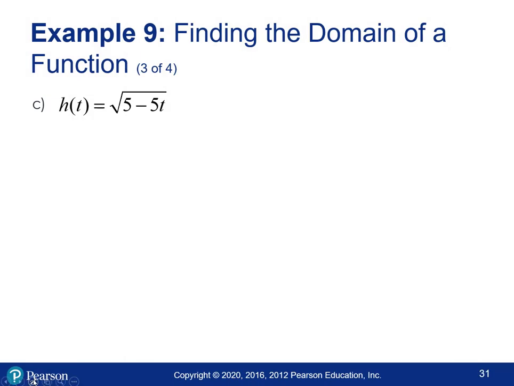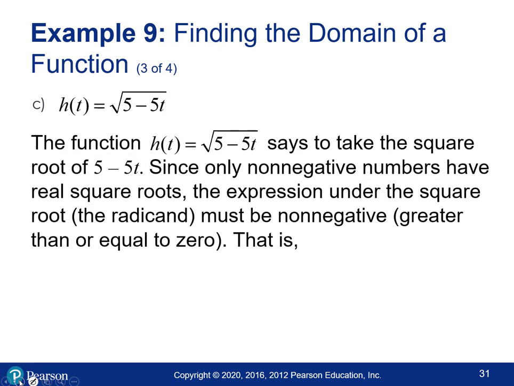Okay, how about this one? This one is a square root problem. If you know things about square roots, hopefully it sounds familiar that you might get an imaginary number, so we want to make sure we get real number answers. This function says that I'm going to take the square root of 5 minus 5t. We only want non-negative numbers inside of our square root. The inside of the square root is called the radicand, by the way.